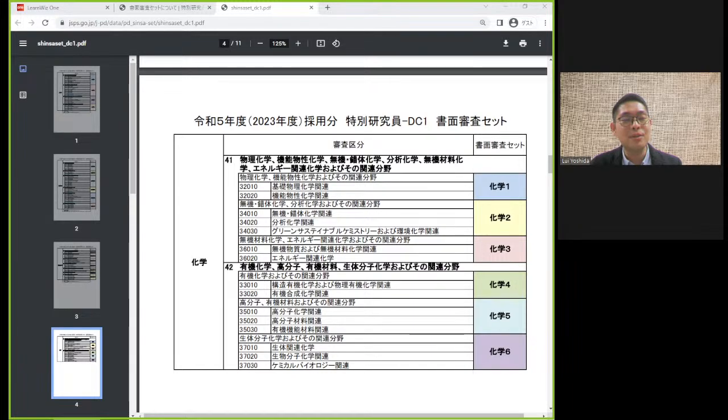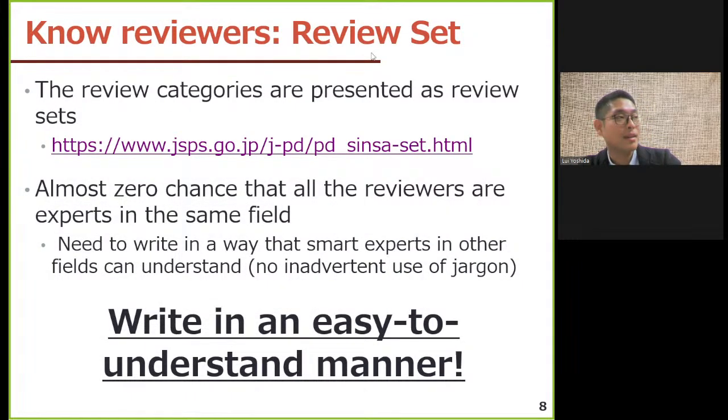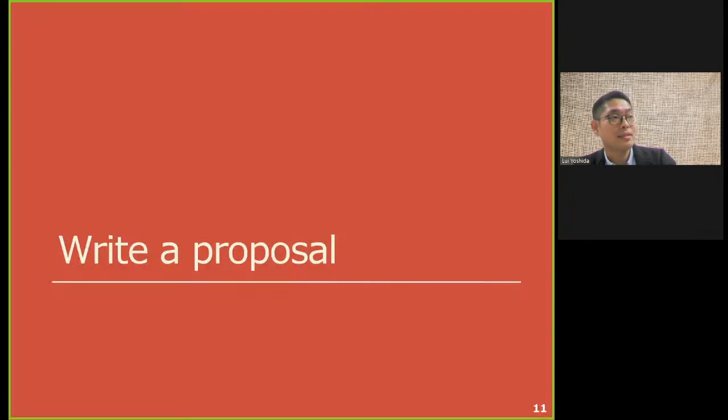However, you cannot write a proposal without using some terms. So if you use some technical terms, you need to explain them beforehand, because many reviewers are not specialists in your research field. So I hope you will not use technical jargon without explaining it. This is why it is important for you to know who the reviewers are. So this is the talk about the review set, and I also talked about the review process. Next, we would like to go on to the session on how to write a proposal.